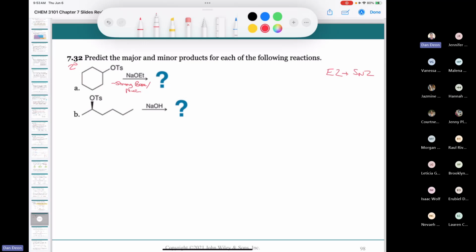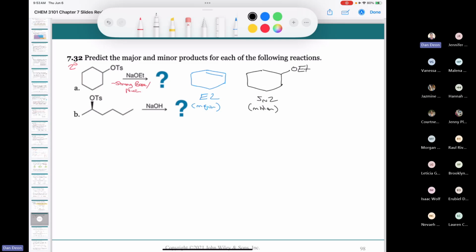And so our E2 product is going to look like this. This will be the product of our elimination. And our substitution product is going to look like this, where we just did the SN2. So again, this will be the SN2, and this one here would be the E2, and that's it. Now, in terms of the major product, remember the elimination pathway is going to predominate, and so the E2 product would be the major product, and the SN2 would be the minor product.